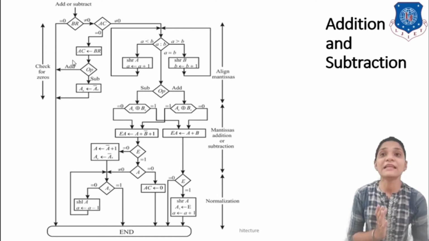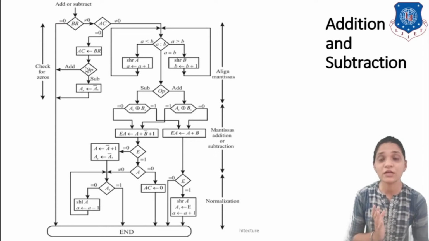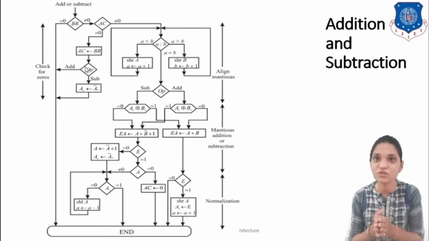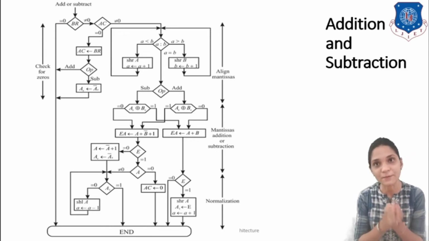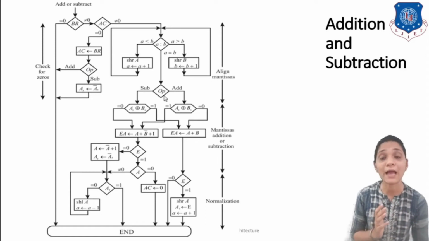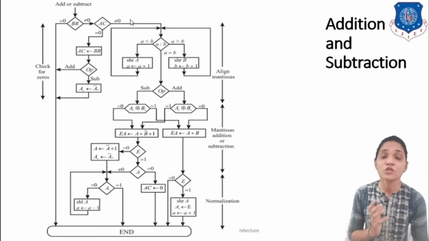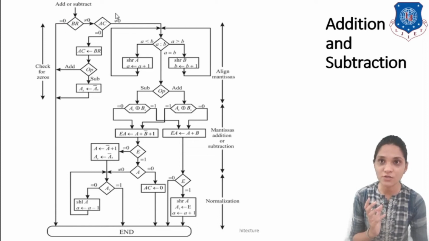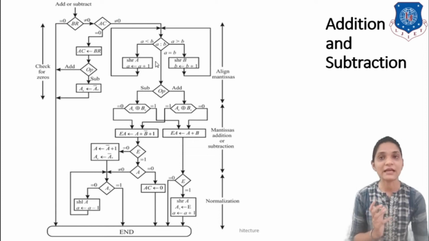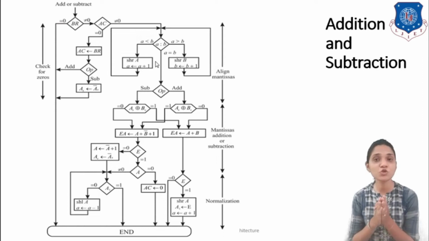Okay. Now, next you check for the 0, but your numbers are not 0. Then you have to do the addition or the subtraction operation. So let us see what will happen if it is not 0. After checking for the zeros, you have to align the mantissa. That means your exponent should be the same.